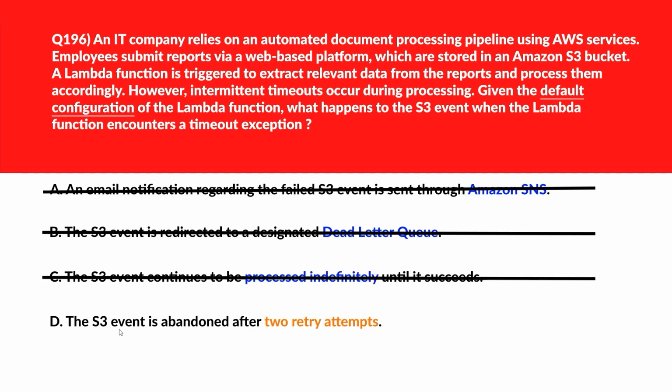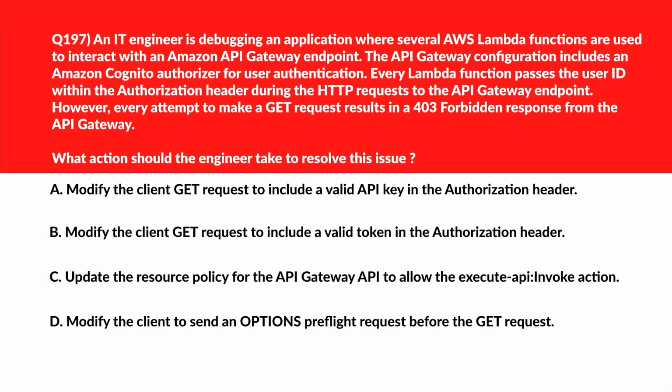D says S3 event is abandoned after 2 retry attempts. By default, Lambda function retry mechanism is configured to attempt processing twice, that is 2 times, before discarding the event without routing it elsewhere. That being said, option D is the right answer.